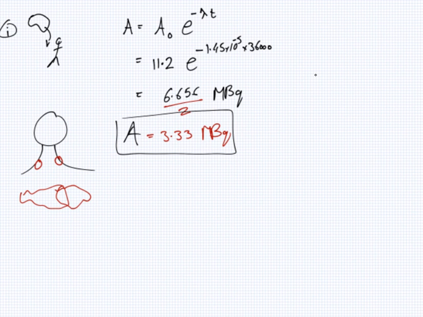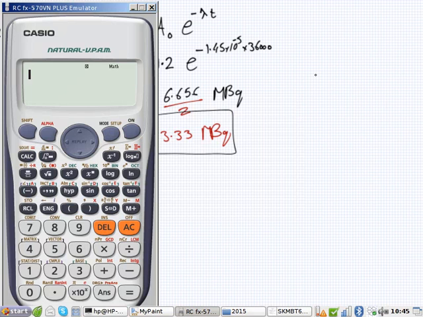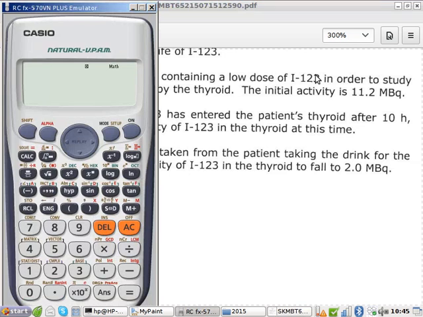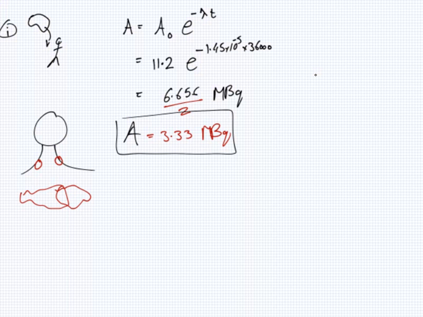Let's have a look now. So here, what is the activity at the beginning? Now you have to be careful here again with the English, because it says determine the time taken for it to fall to 2 megabecquerels. So it's almost like we're now starting at 3.33 and we want to decrease it to 2.